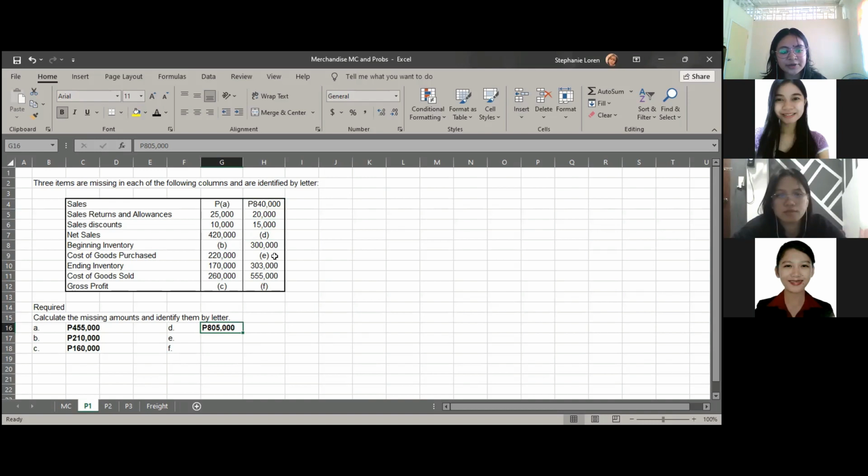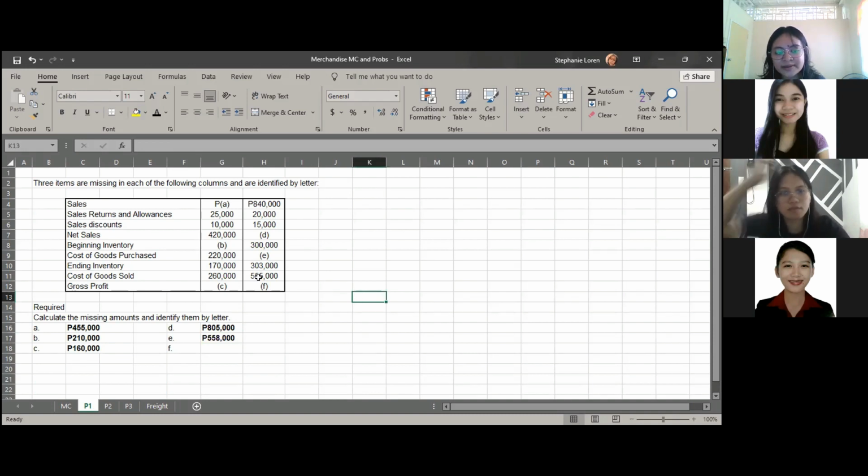How about Ili? What is the amount for letter E? Missing amount for letter E. So, cost of goods purchase or cost of purchases. 552K. Let's see. The answer is actually 558,000. So, paano na-compute yung 558,000?